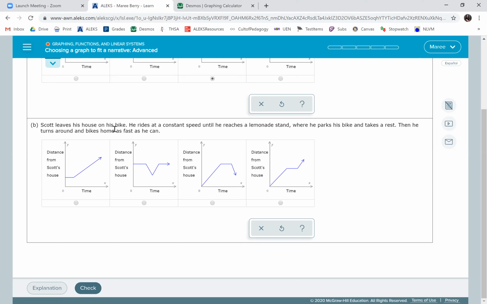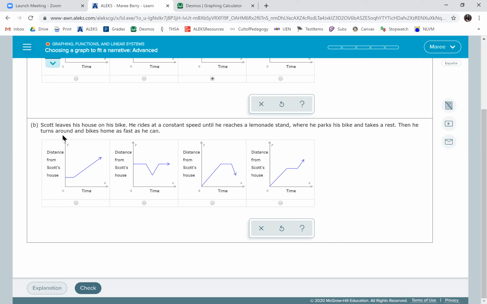When he leaves his house, he rides at a constant speed until he reaches a lemonade stand. Now they're trying to trick you here because they introduce speed, but we're not talking about speed. We're talking about how far away he is from his house. As soon as he leaves the door, he's getting further away from his house. So these two cannot be it, because the distance from his house is not going to stay the same if he leaves his house. So it's got to be these two. He parks his bike and takes a rest. So we know the second part is going to be flat because he's staying the same distance away from his house. See, they got me confused too.